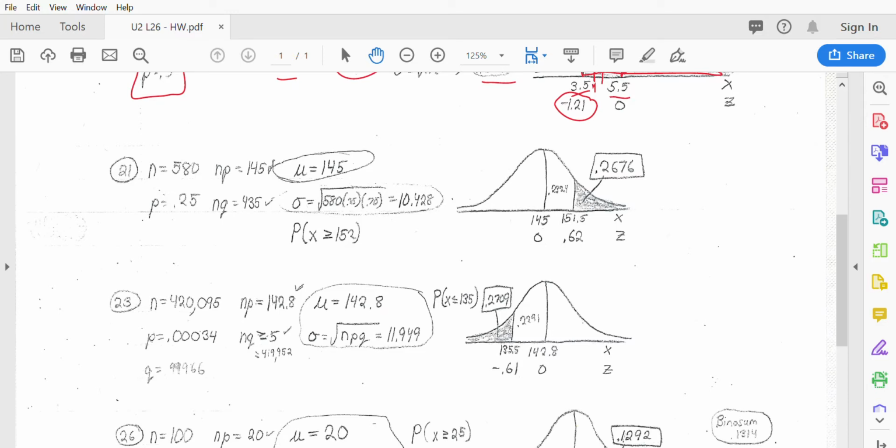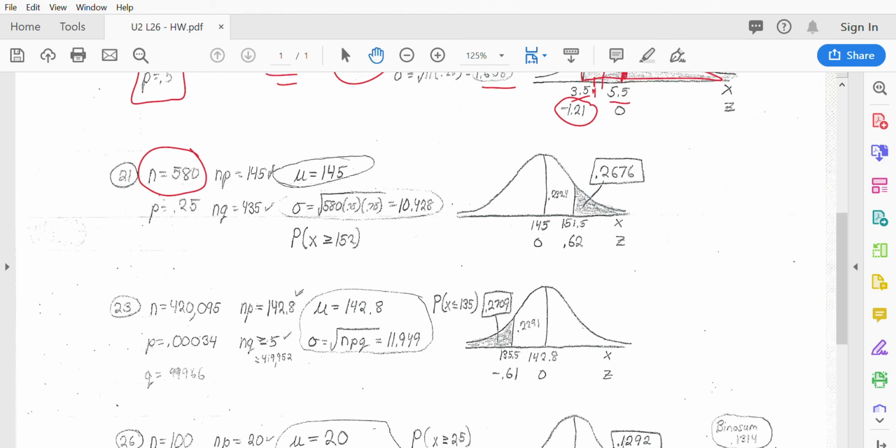Speaking of that, in number 21, you cannot. If you tried to use Binosum on number 21, it would say error overflow. There are more than 400 trials. So P is 0.25, Q is 0.75. I didn't even have to do this test, but sure, they're both greater than or equal to 5. The mean is just n times p. Sigma is root NPQ, you get 10.428.